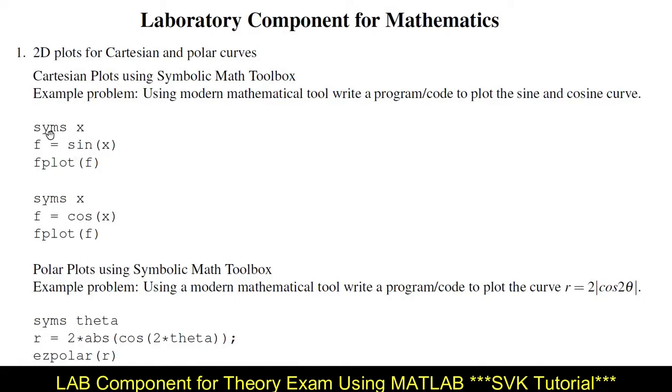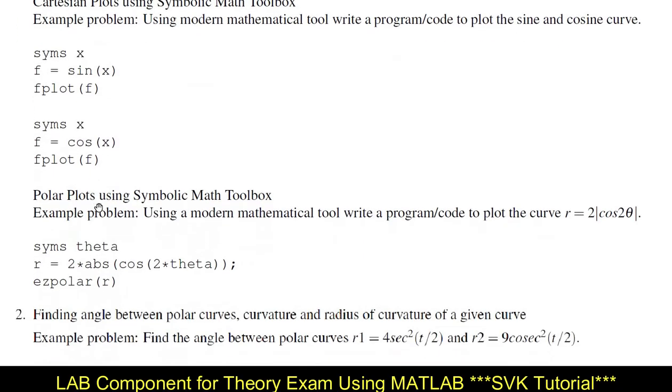After that, you can write the code as syms x, f equal to sin x, or whatever curve they are going to provide. Then fplot of f. Here brackets are very important. As they have asked another question as cosine, you can write f equal to cos x. Instead of cos x or sin x, if they provide x square plus 2x plus 1, you can write f equal to x square plus 2x plus 1 and just fplot f. So that will be the code for the Cartesian curve.